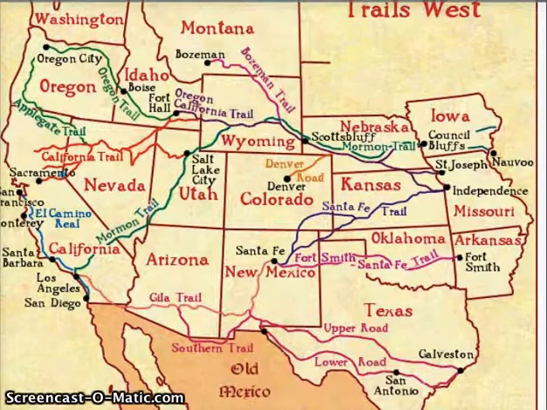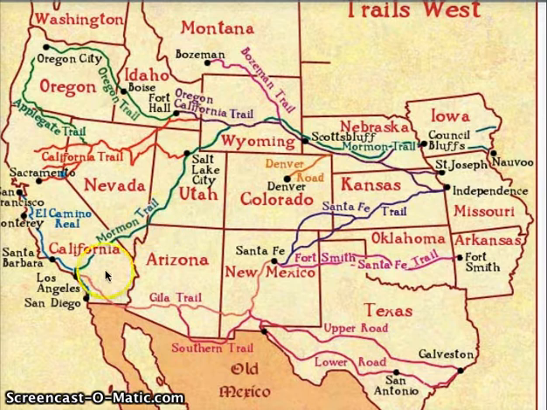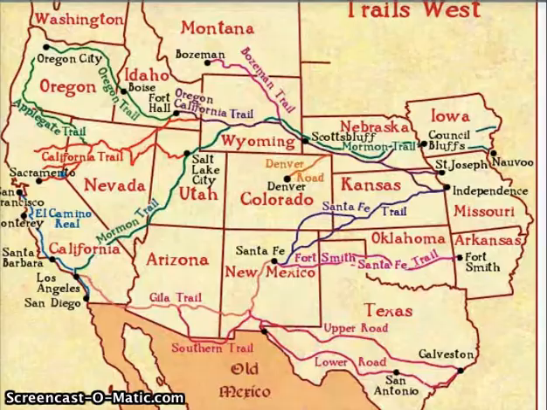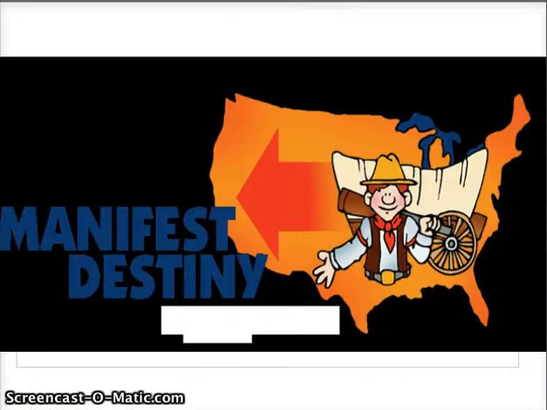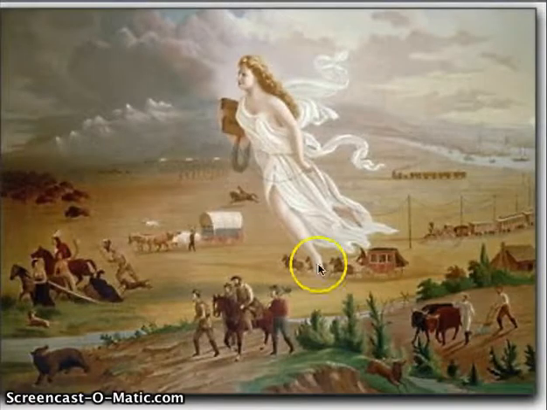So I'd like you to look at this map. Your task is to look at the Oregon Trail, the Mormon Trail, and the Santa Fe Trail. And I want you to tell me which states these trails go through, okay? That is your question. So here's a little picture about manifest destiny, and we're back on this picture. So you have 2 tasks this week.